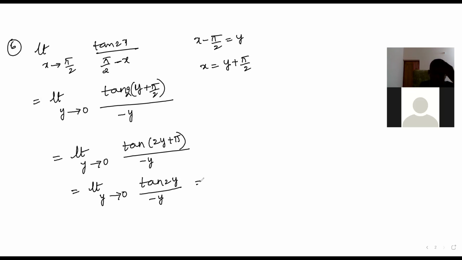So here you can take minus out. Minus limit, as y tends to 0, 2y tends to also 0, tan 2y. Sir, I didn't write 2y tends to 0. No problem, that's okay. Yes, sir. 2, you have to multiply and divide. Answer is minus 2. Yes, sir, minus 2.